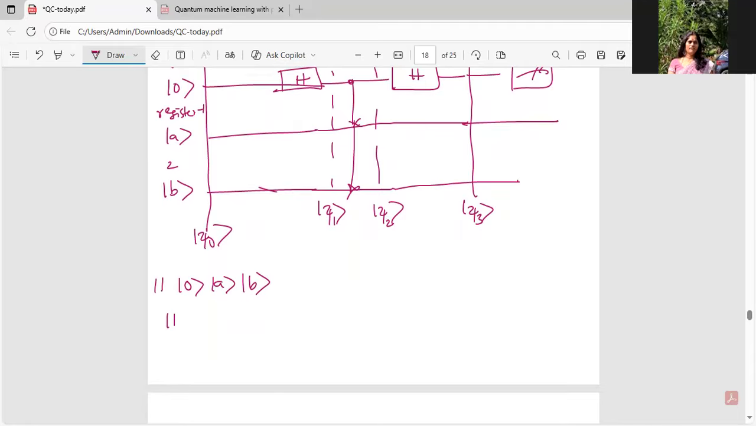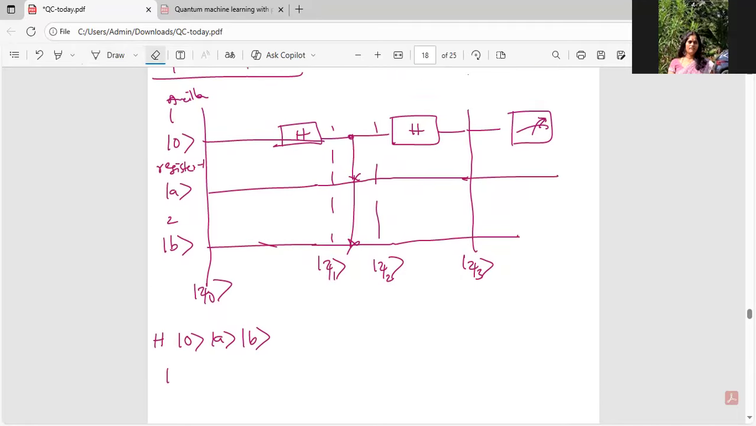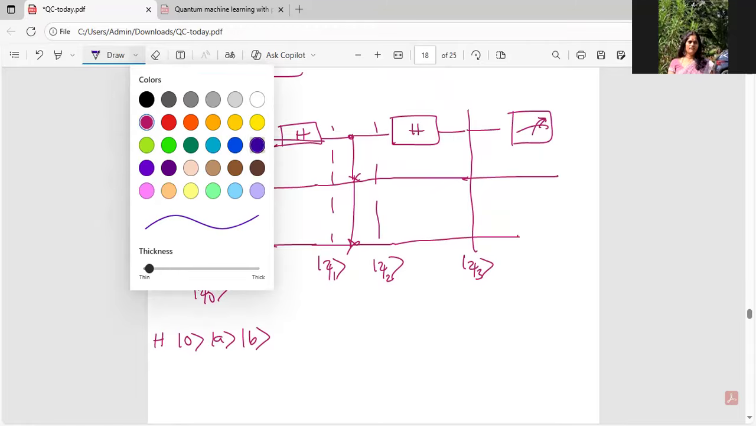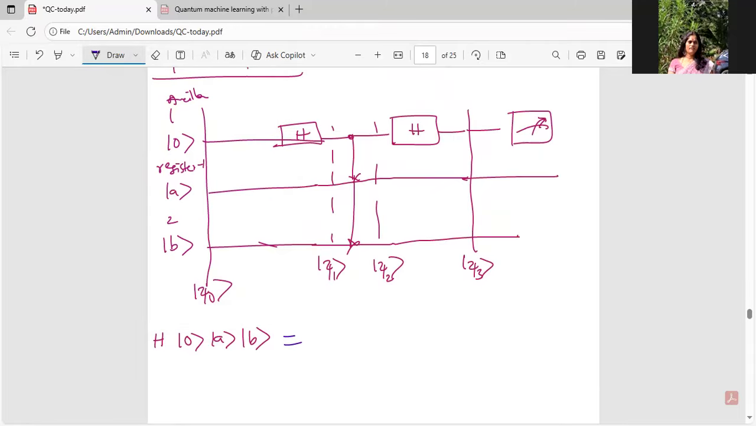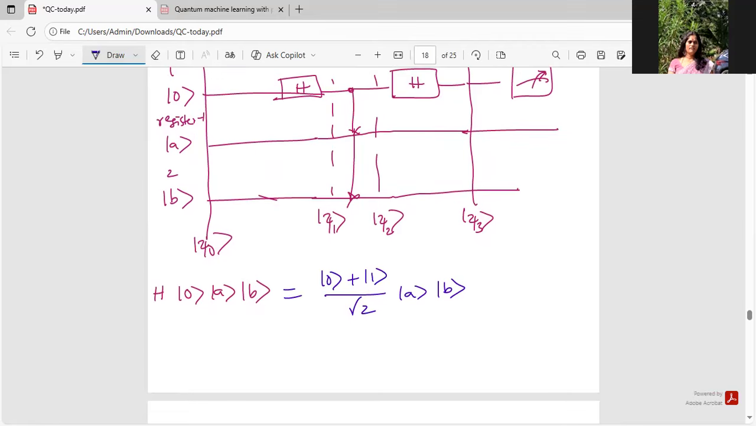So if I apply H here, guys, what happens? Very simple, looks so complicated, but H of 0, just now I have seen, what it gives me is ket 0 plus ket 1 by root 2. A and B are as it is. Next you see, I will separate them. 1 by root 2 I will put out. What happens? Ket 0, ket A, ket B plus ket 1, ket A, ket B.